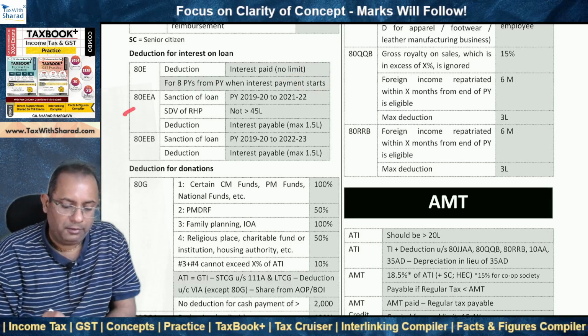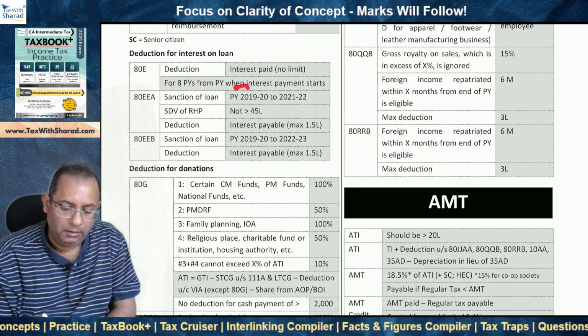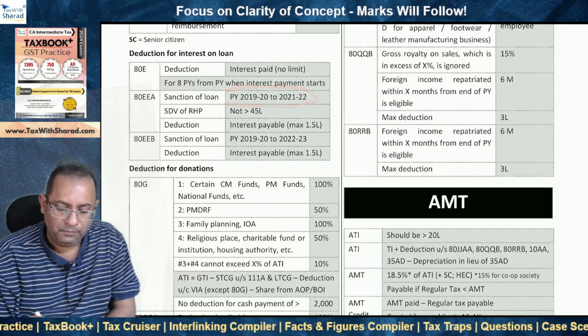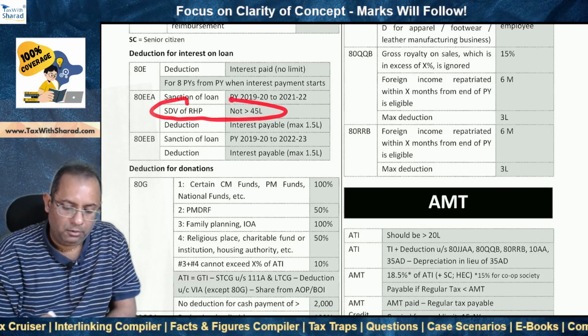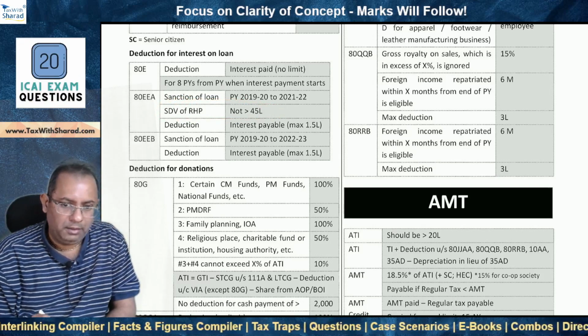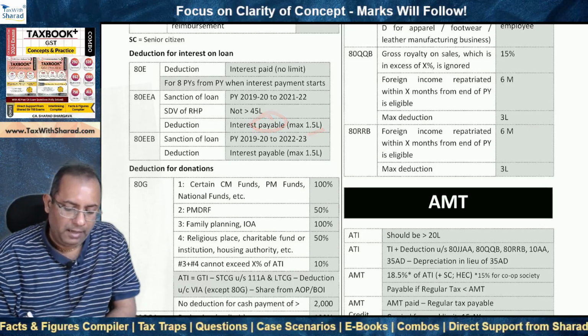80EEA is for interest on loan for residential house property. The loan should be sanctioned within this period, previous year 2019-20 to 2021-22. SDV of the property should not be more than 45 lakh. Deduction is of interest payable up to a maximum of 1.5 lakh.